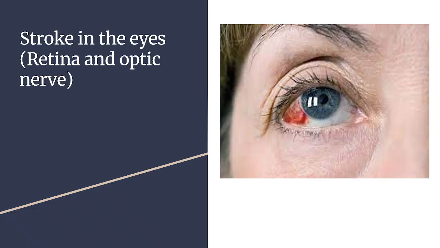An eye stroke or retinal artery or vein occlusion happens when blood flow to the retina is disrupted, as the retina relies on constant supply of oxygen-rich blood to function properly. When this blood flow is blocked, it can lead to a sudden loss of vision.